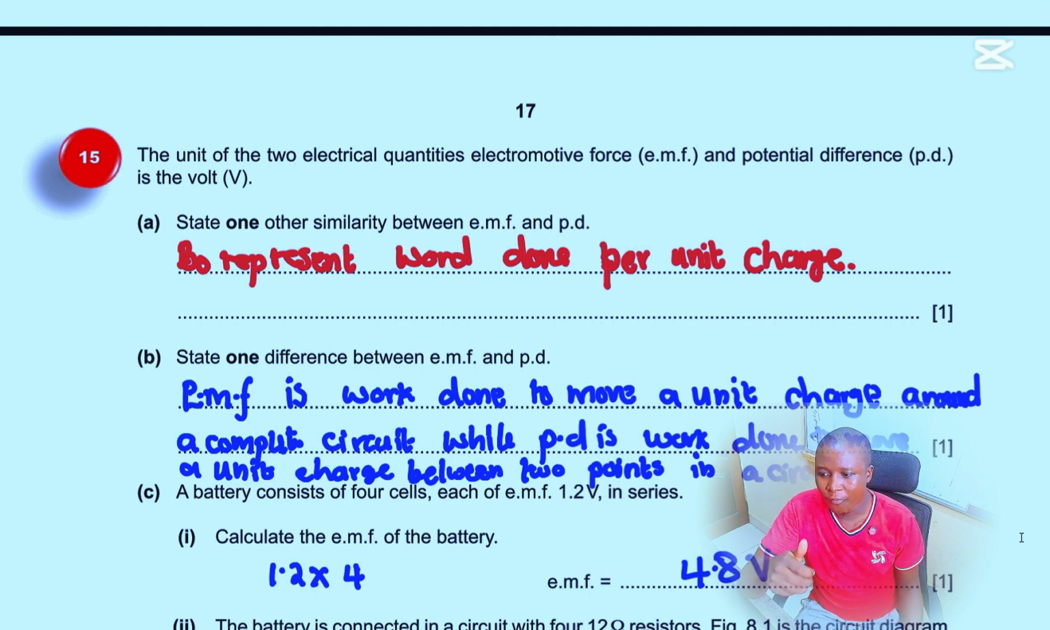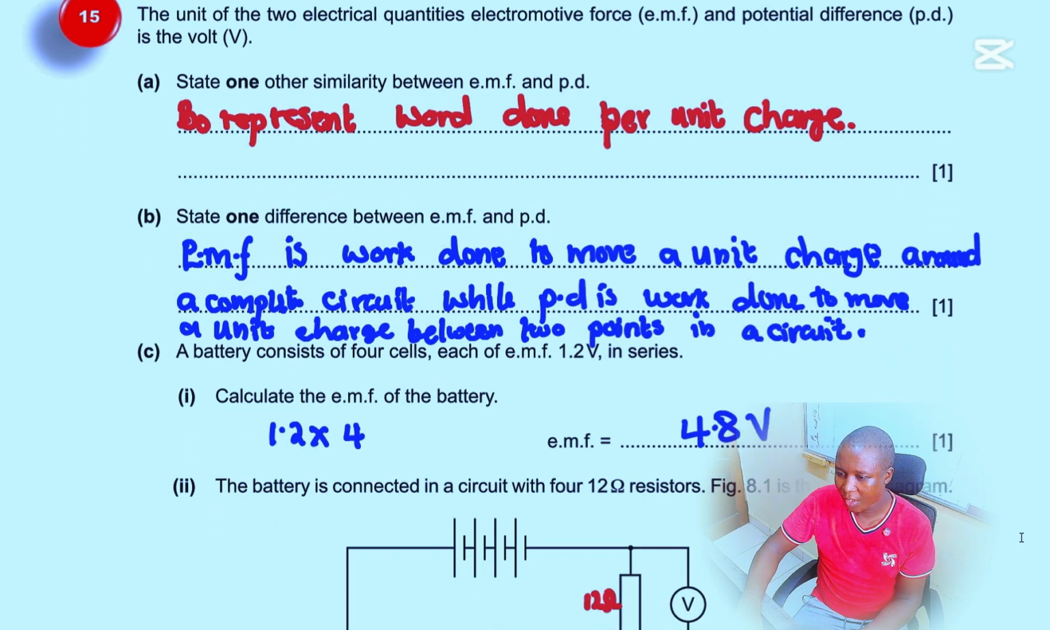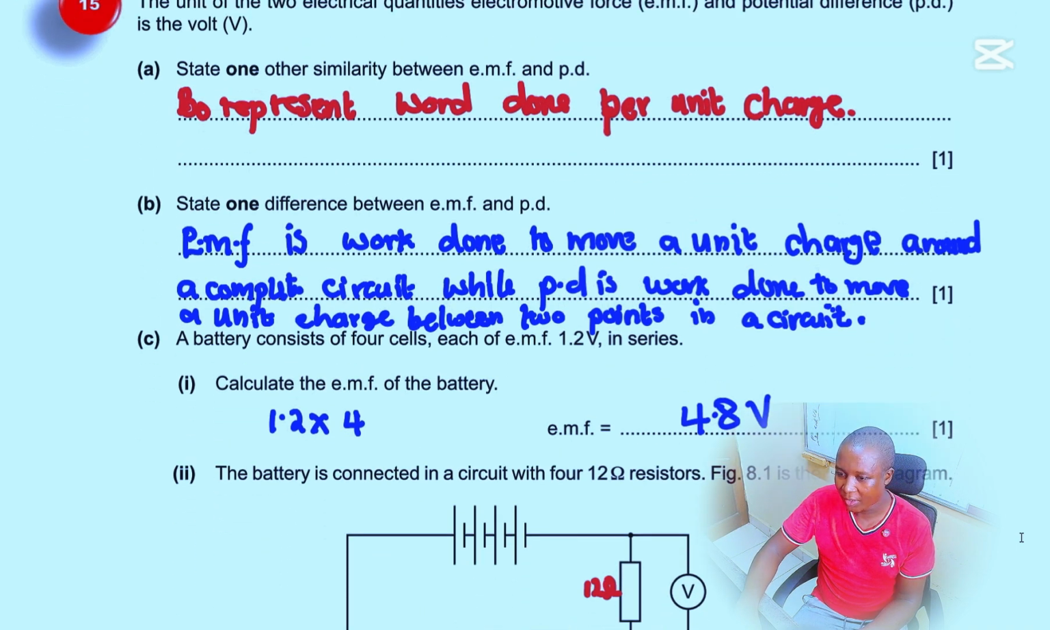We can define EMF as the amount of work done to move a unit charge around a complete circuit. But if we are talking about potential difference, the PD is the amount of work done or energy transferred to move a unit charge between 2 points in a circuit. So you are going to give your definition as that.